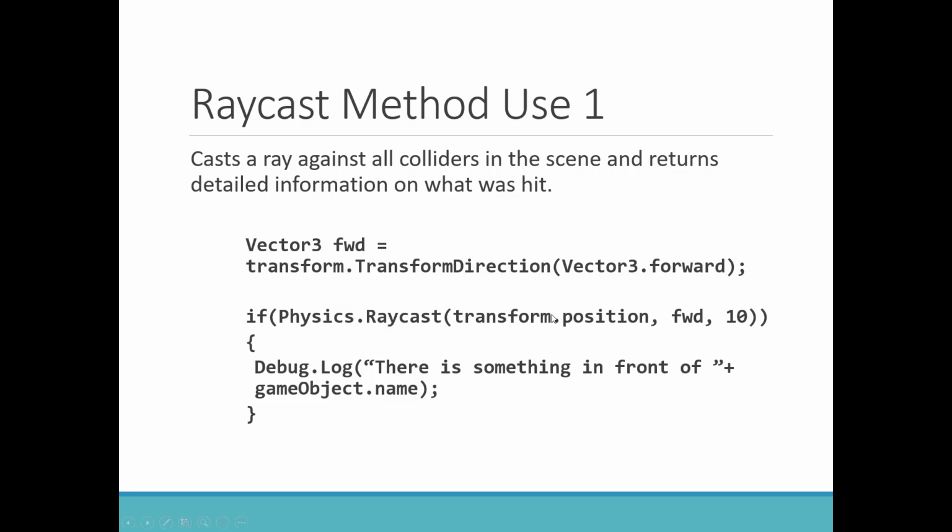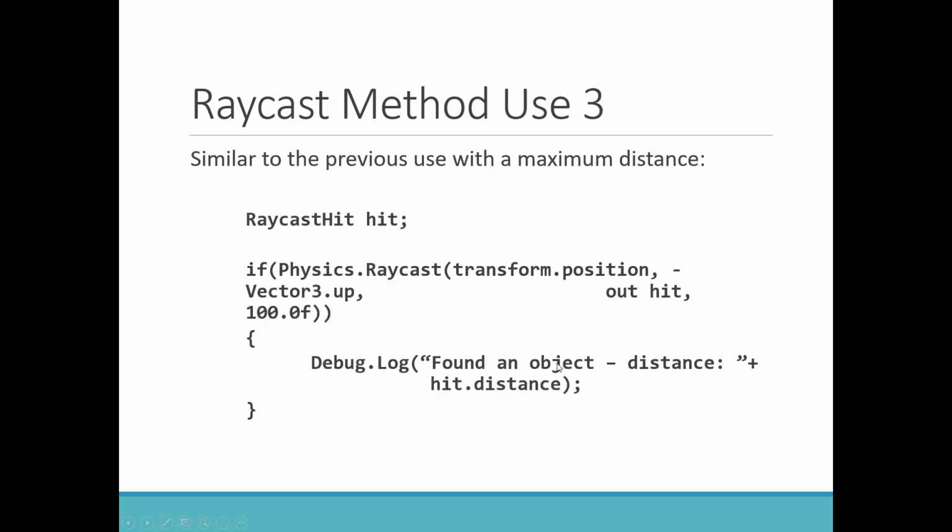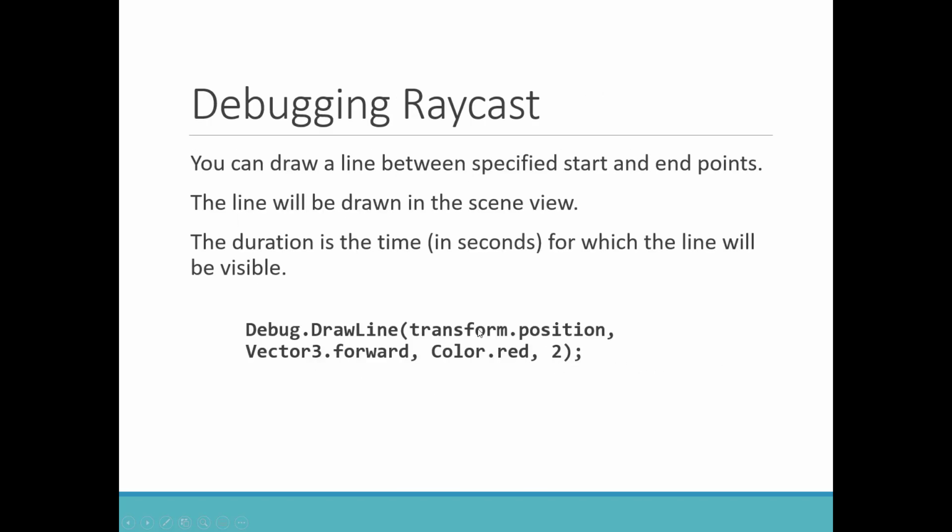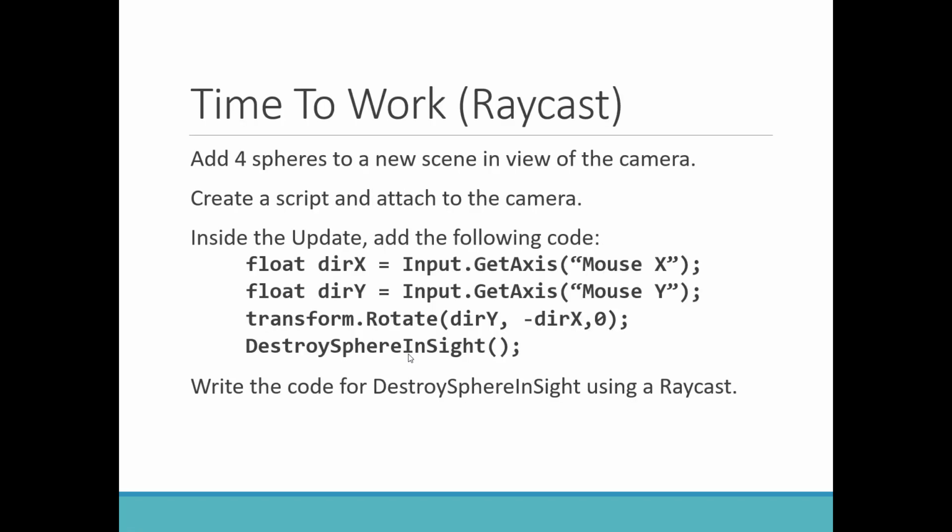Note that here you're starting from the transform.position and forward, and your distance is 10. If I were to draw a line with transform.position and Vector3.forward, it will only move to the length of Vector3.forward, which is 1. So if you wanted to make your line longer, you would have to do Vector3.forward times 10 to make it go to the same distance as your raycast.